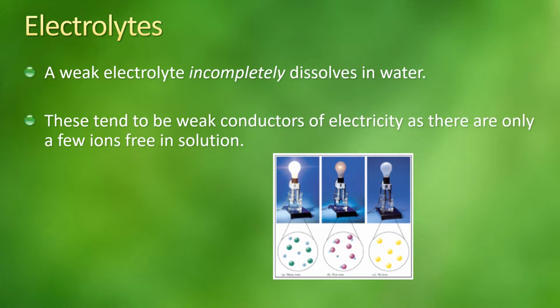Think about making iced tea. When you pour sugar into your iced tea, simply stirring the glass will increase the amount of sugar that dissolves. Because it does somewhat dissolve in water, it will produce a small amount of oppositely charged ions, which then can carry electric charge and thus conduct electricity. These tend to be weak conductors.